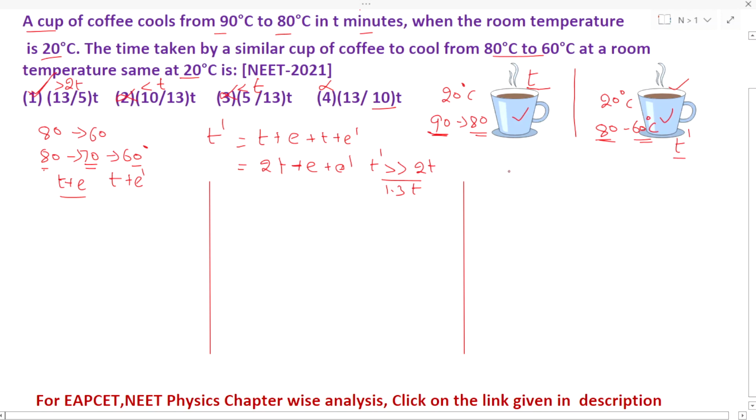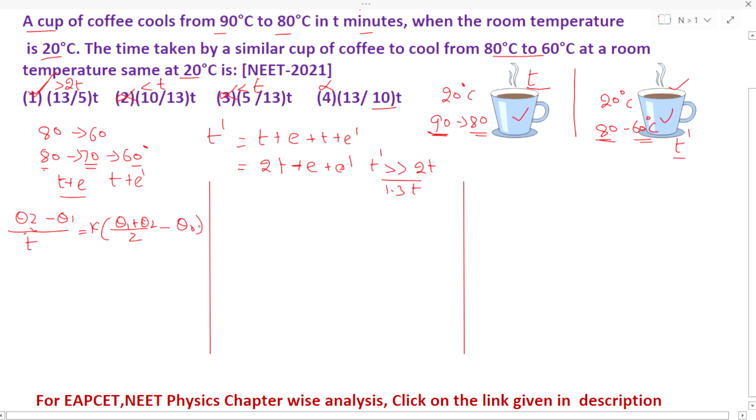Now let us try to solve this sum in a general way. To solve this sum, we'll use Newton's law of cooling. From Newton's law of cooling, we can write (theta 2 minus theta 1) by t is equal to k into ((theta 1 plus theta 2) by 2 minus theta naught).